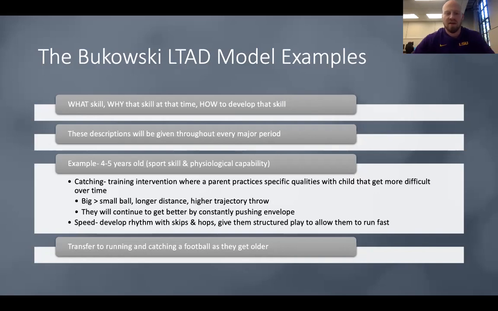So for example, for a 4 to 5-year-old, a sports skill and a physiological capability that we can develop at that time. So catching. A training intervention where the parent practices specific qualities with the child that gets more difficult over time. So just basic things that we can go play outside with our child, or if we're coaching them at this young age, but mainly for parents, you could start off with a bigger ball, and as they get better at catching the big ball, work to a smaller ball, or work to longer distances, higher trajectory throws.